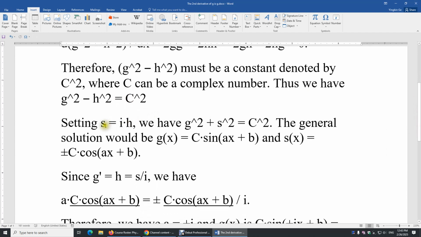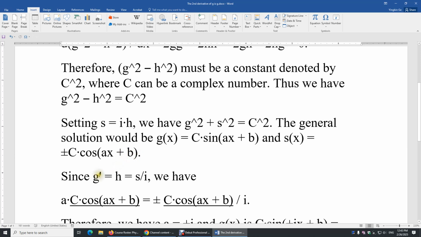We set a new function s to be i times h. I is the square root of -1, and now we have g squared plus s squared equals c squared. The general solution is very simple. G of x can be a constant c times a sine function of ax plus b, and the s function can be plus minus c times a cosine function of ax plus b.